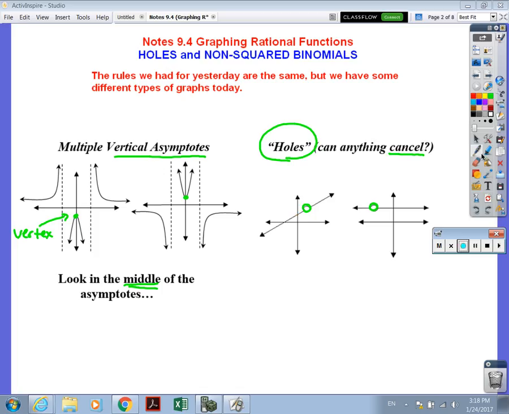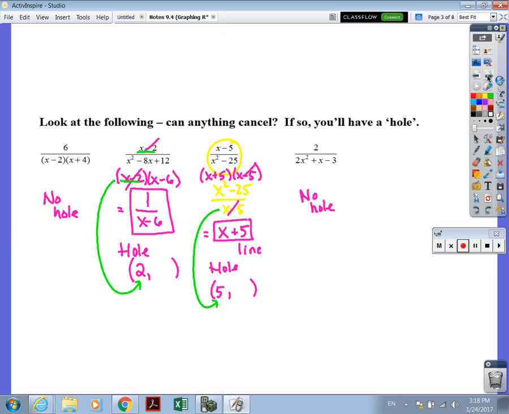We're going to look at some different graphs today, graphs that have holes in them, gaps in them, and some that have more than one vertical asymptote. And sometimes we get this curving shape in the middle, and we'll reference that middle point as a vertex. We'll try to identify what that point is.